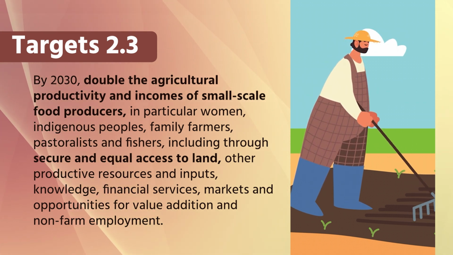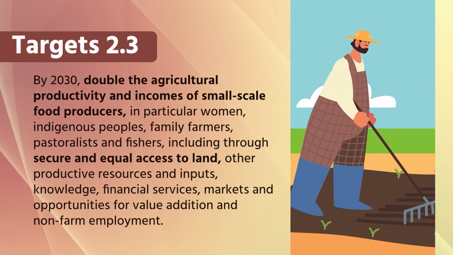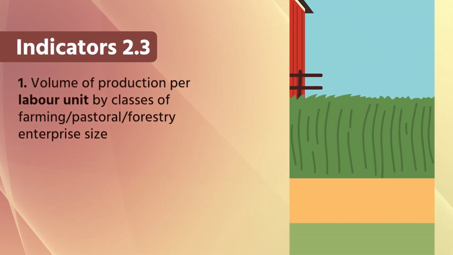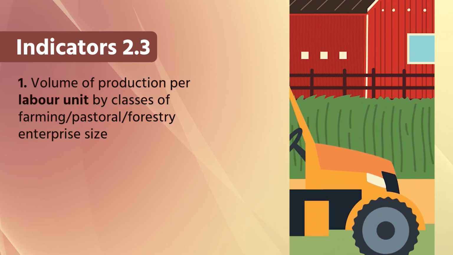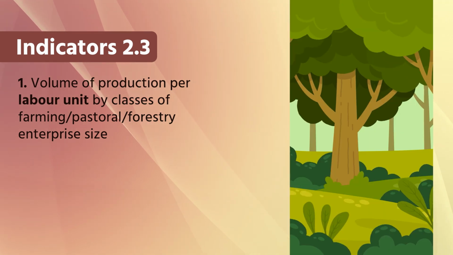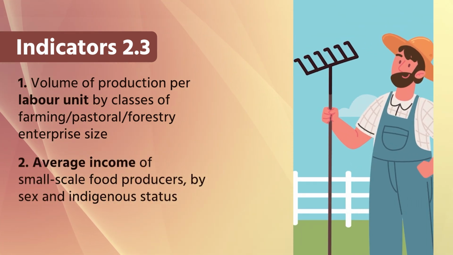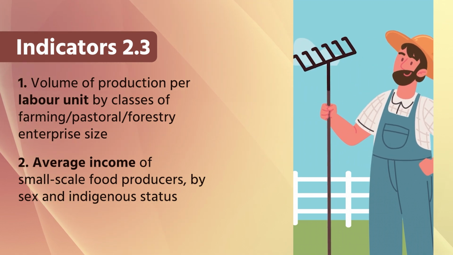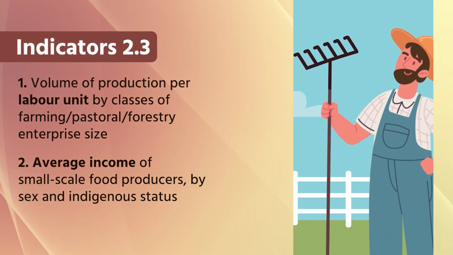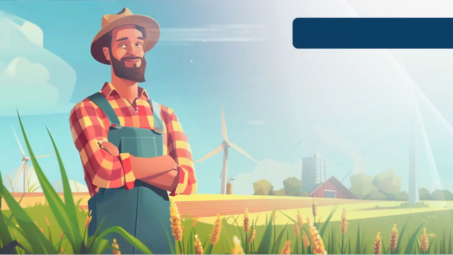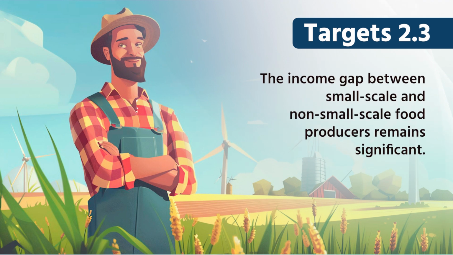To look into these targets, we have two important indicators. One is volume of production per labor unit by class of farming, pastoral, forest enterprise size. Then the second indicator is average income of small-scale food producers, by sex and indigenous status, right? So when we look here, we will see that the income gap between small and non-small scale food producers is highly significant.